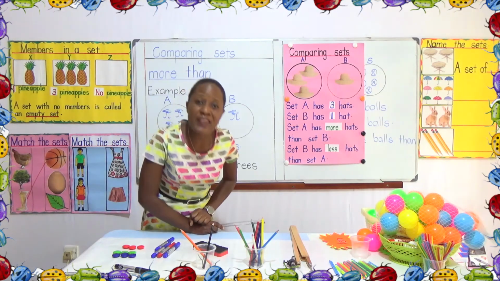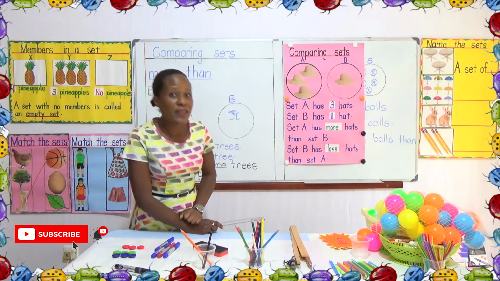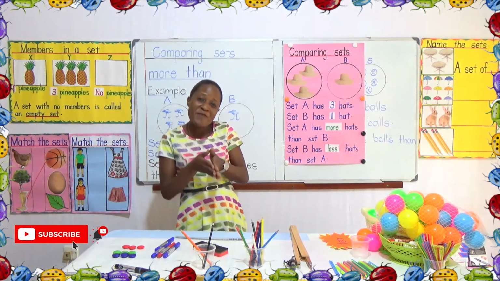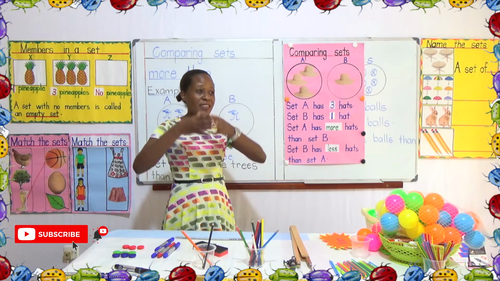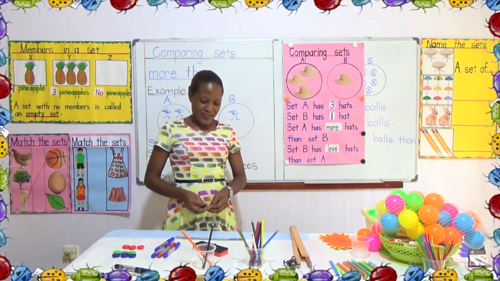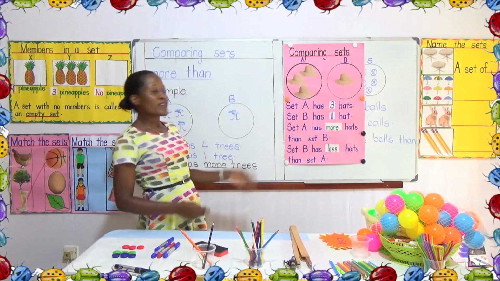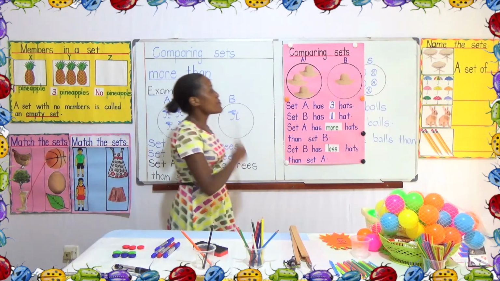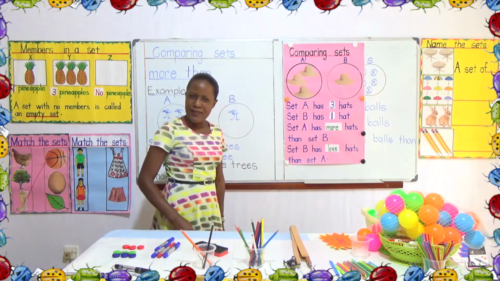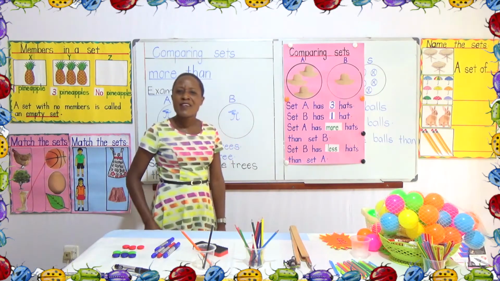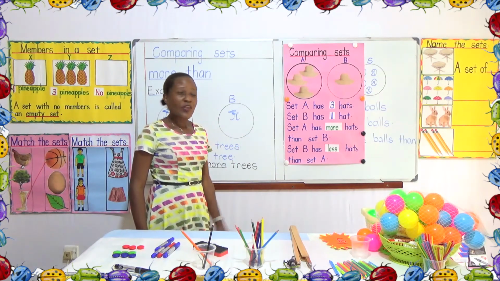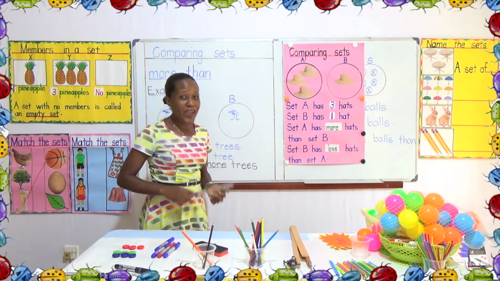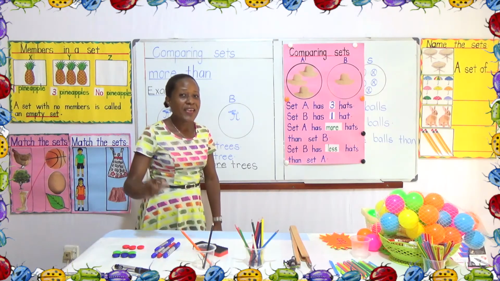And which set has less? Remember we said we use the word less for that set that has very few members, the set that has very few objects. So, looking at our 2 sets, set A and B, set B has just 1, and set A has 3. So in this case, set B has less hearts, okay?